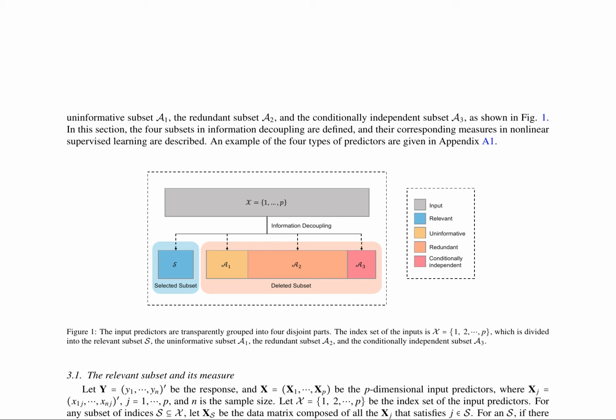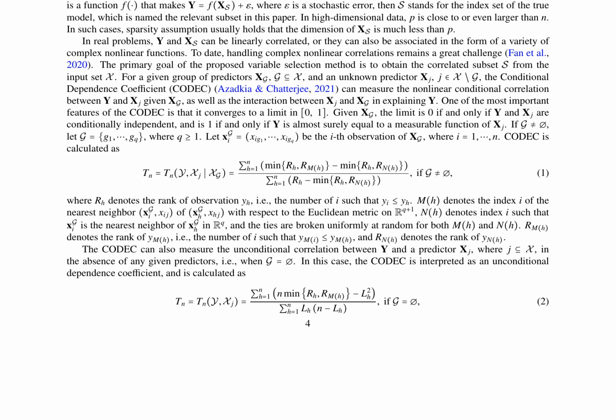The primary goal is to identify the correlated subset S from the input set X using the conditional dependence coefficient, CODEC. CODEC measures the nonlinear conditional correlation between Y and a predictor Xj given a set of predictors Xg, calculated using equations 1 and 2. It converges to a limit in [0, 1], indicating conditional independence, 0, or almost sure equality, 1. CODEC can also measure unconditional correlation by setting G equals empty set and using equation 2.